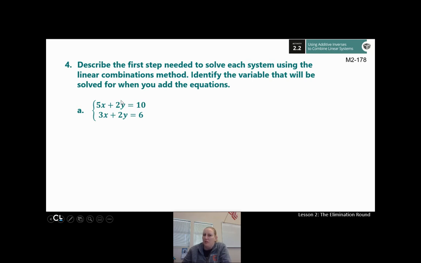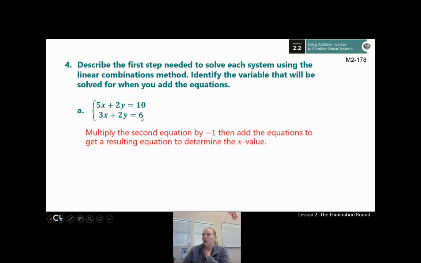I noticed something on this one. So part A, I noticed that these were both 2y. So I just needed one of these equations to be -2, right? So here's what I decided. And again, this isn't the only way you could have done it. I'm going to multiply that second equation by a -1. Because if I multiply everything here by a -1, that will create additive inverses, make the y's go away so that my resulting equation will help me find x. It'll get rid of the y's and leave the x. Again, you could have decided to multiply the top equation by a -1. That would have worked as well.